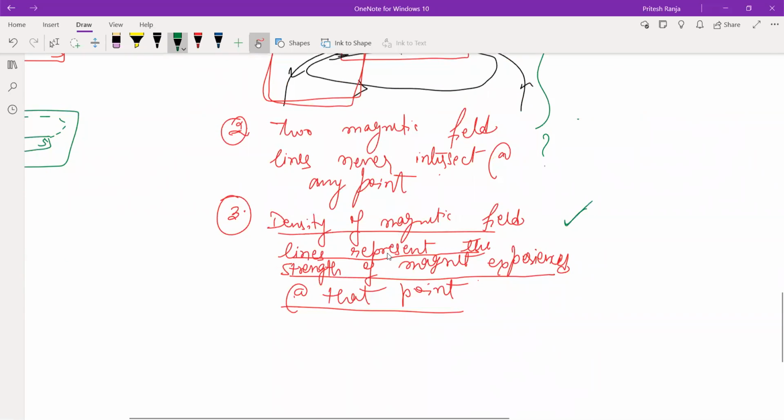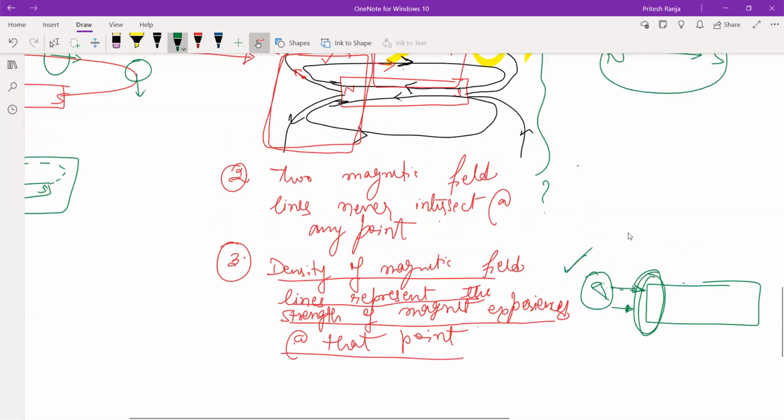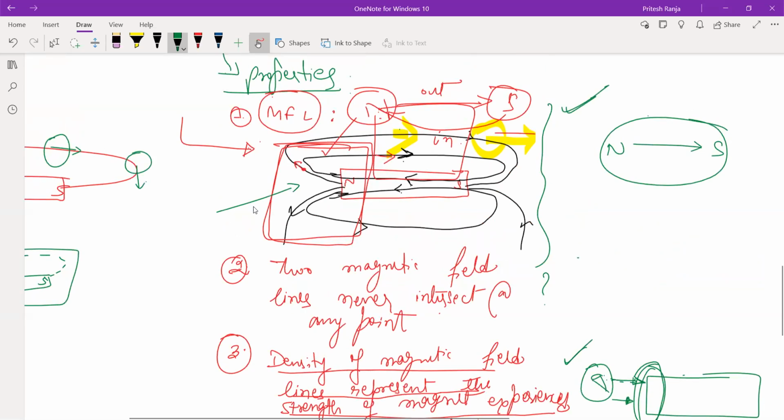Density of magnetic field lines represents the strength. Strength means, see, we know, like with a nail, if we want to attract it, definitely we bring the poles near to it so that the pole will be able to exert maximum force onto this nail and it will be attracted with more force. So at the pole, what do we observe? The density of magnetic field lines is maximum at the poles. It is maximum at the poles.